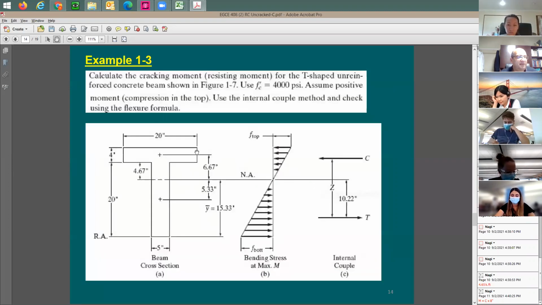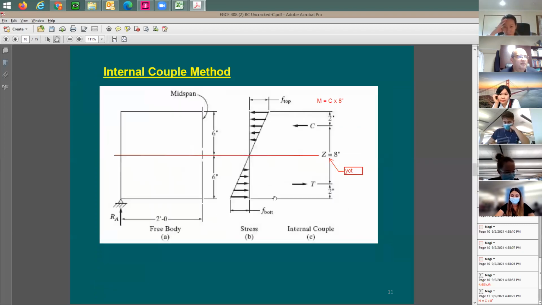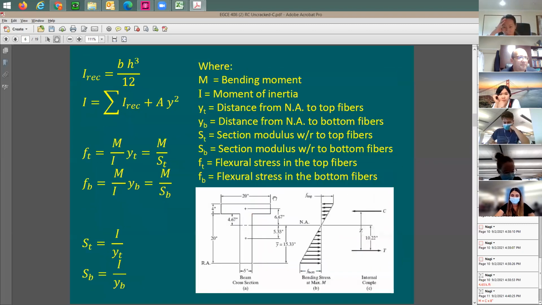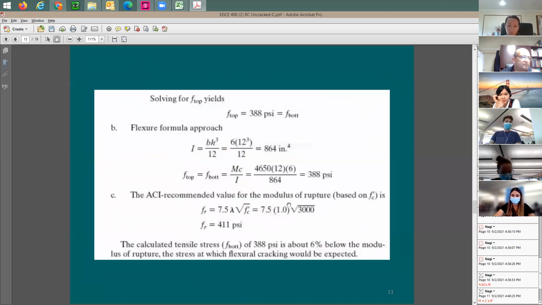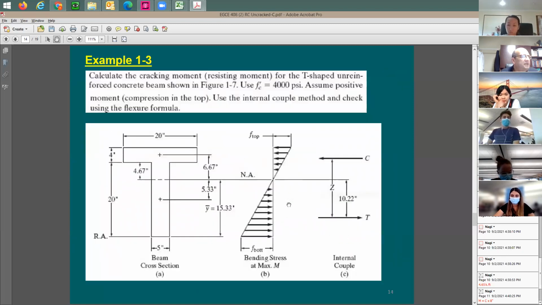I said, okay, I remember I have seen this before, right? That was a general T shape that we had here. Now let's give you that example with all numeric values. Let's give you example 1-3. They give you here, it says calculate the cracking moment, which is resistant moment. Let's give you the strength of the beam up to the cracking point.